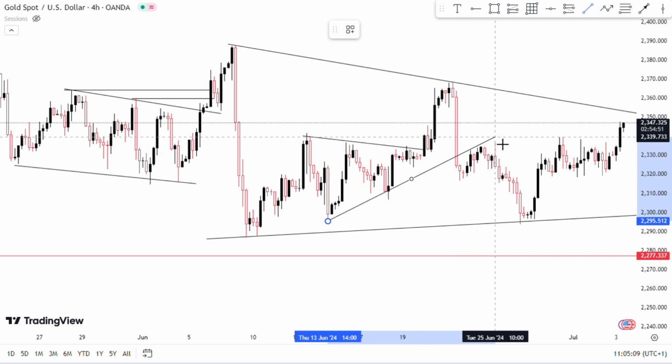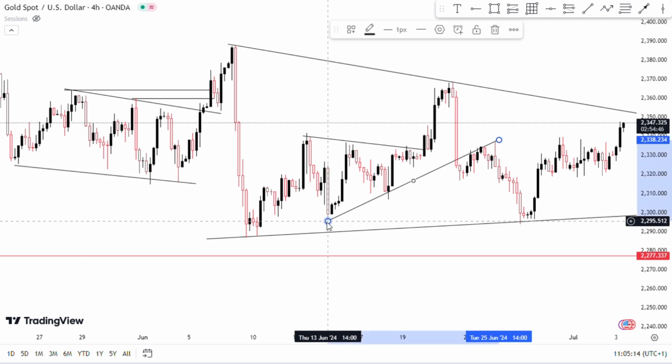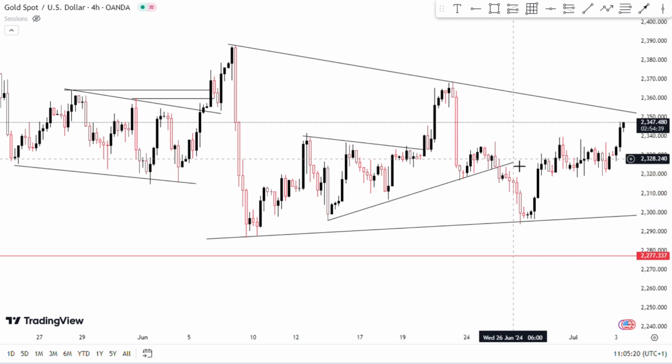Okay, I think something like this. Okay, all right. Anyhow, retail traders just draw these lines anyhow. They can draw it like this. Okay, I think it's like this.